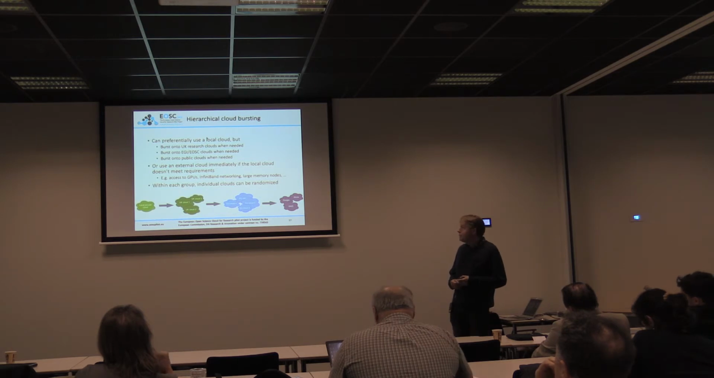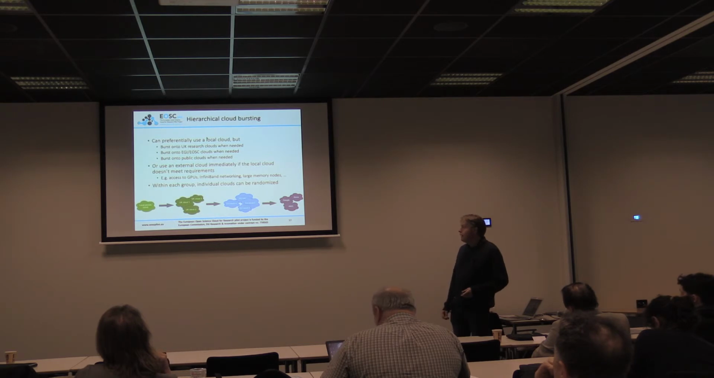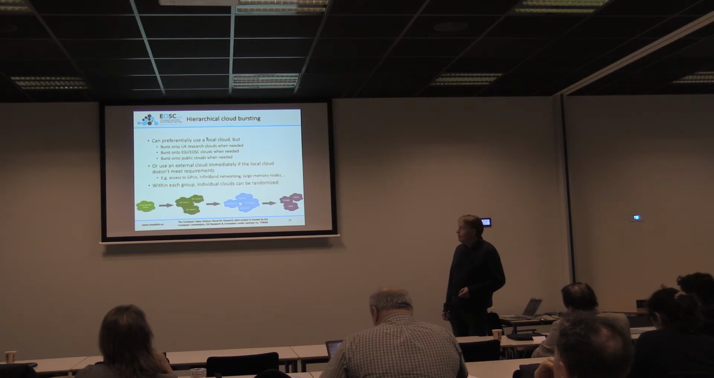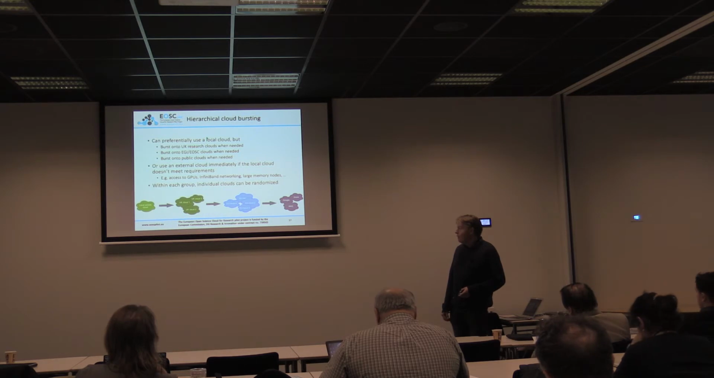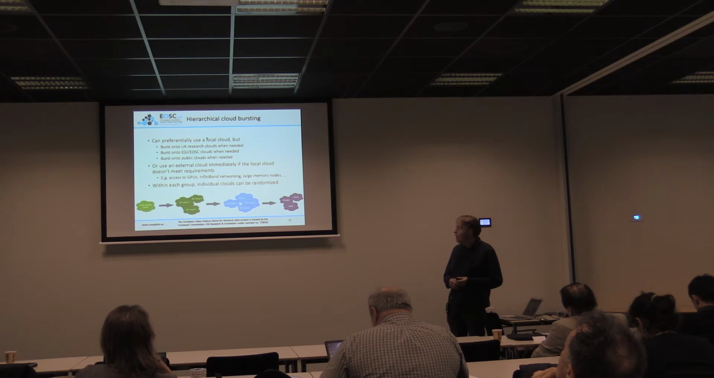One thing we can do is what we've called hierarchical cloud bursting. We can preferentially use a local cloud or even a local HPC facility, but then we can burst out, for example, onto external UK national research clouds to begin with, and then when they become full, we can move on to European clouds, and then finally move on to public clouds. But of course, if you have special requirements like access to GPUs or InfiniBand or high memory nodes, it will obviously only consider the clouds that can meet those requirements.